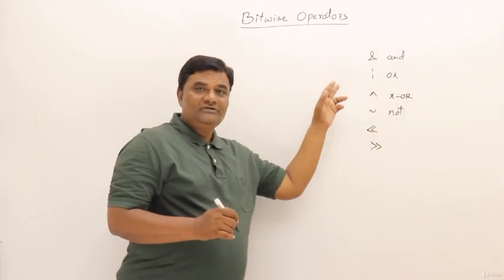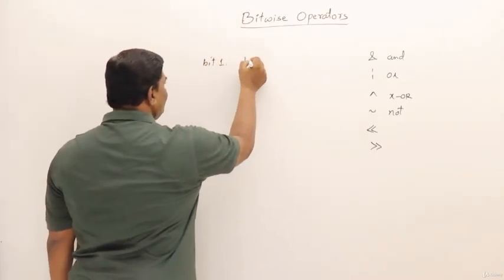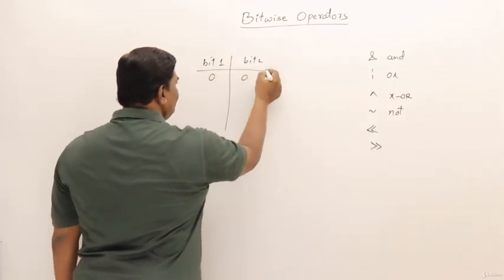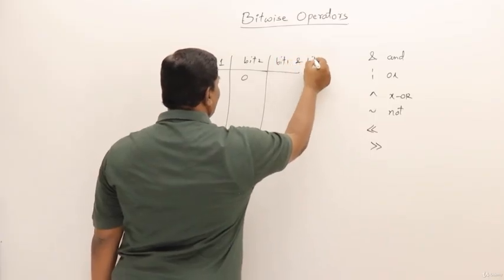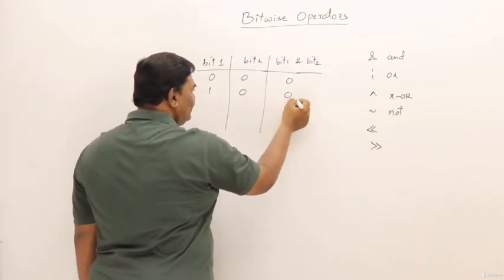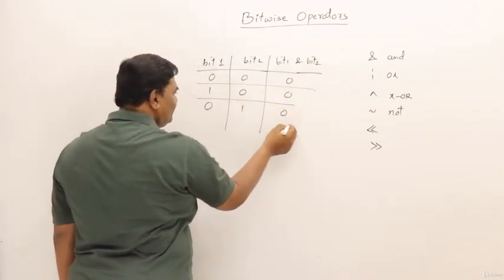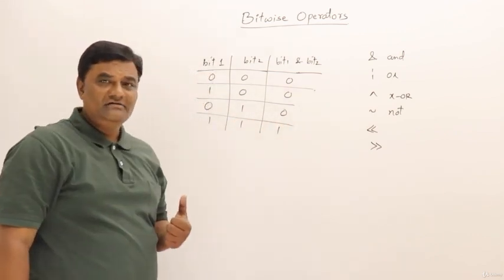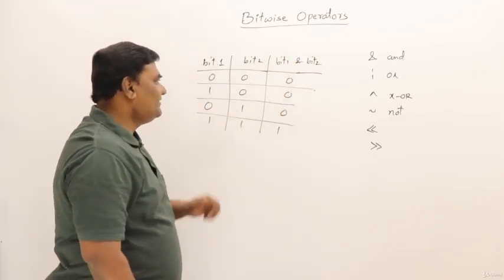Let me quickly show you how these operations work. See, if there are two bits, bit 1 and bit 2, and if both the bits are 0, then bit 1 AND bit 2 will also be 0. And if any one of the bits is 1, then also it is 0. If this is 0, this is 1, then also 0. And if both are 1, then only it is 1. So it is just like a logical AND. When you use bitwise ANDing, it will be 1 if both the bits are 1.